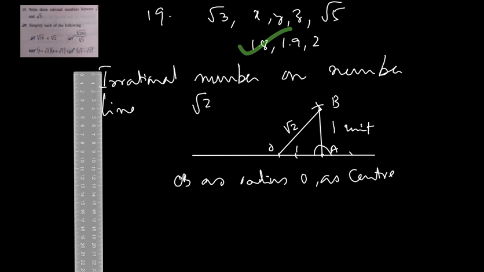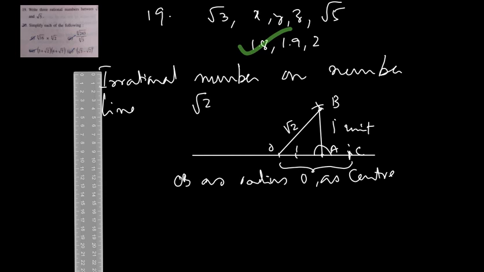So with O as a center, draw the arc now. If you draw the arc from here, it will come somewhere onto this. So this is C. This point OC represents root 2. This is given in the textbook. Now from here onwards you have to go step by step.